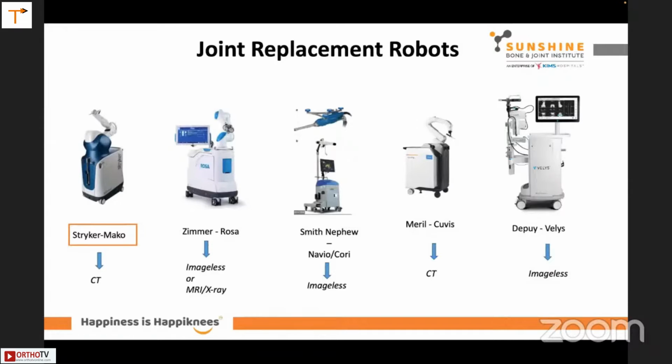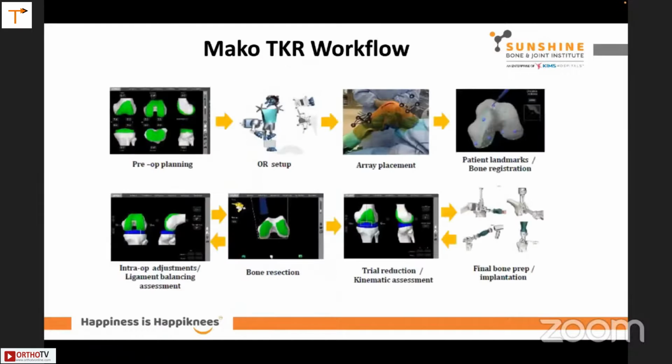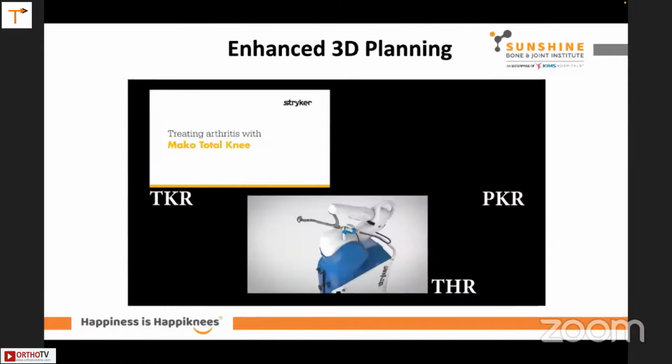So if you just look at a brief overview of all the 5 major robots right now, I'm speaking about the Stryker Mako right now, which is CT based. The Rosa, you can either use an MRI or X-ray, or it can also be used imageless. The Navio is imageless, Merrill is CT, the Cubis, and the Velys is imageless as well. I'm going to be speaking basically about the pre-op planning. This is where the maximum benefit in terms of planning of different deformities comes into play in a CT-based robot.